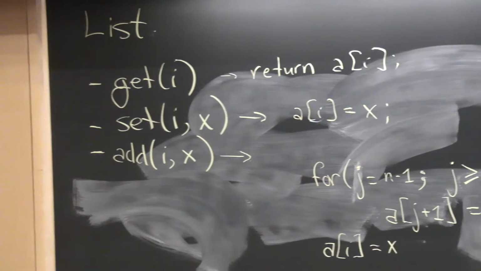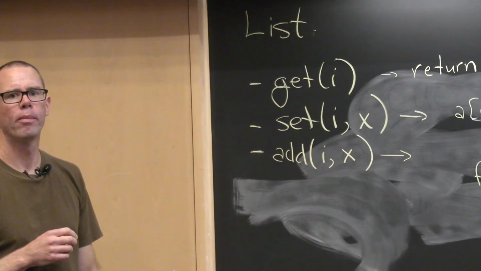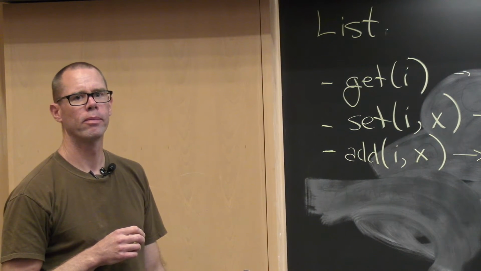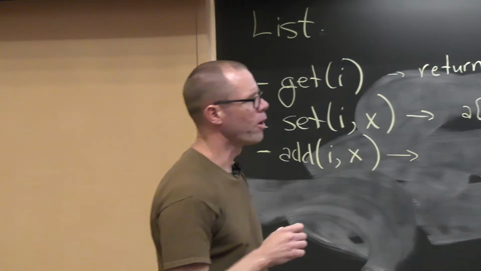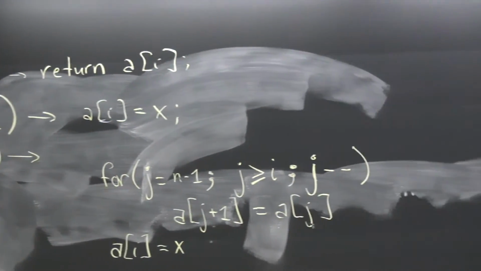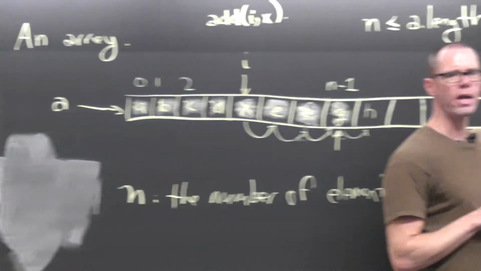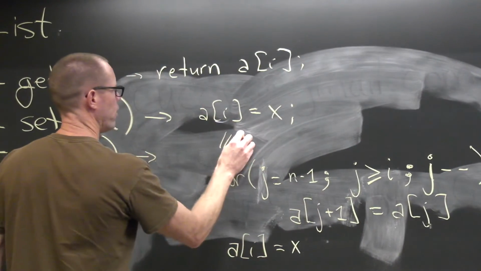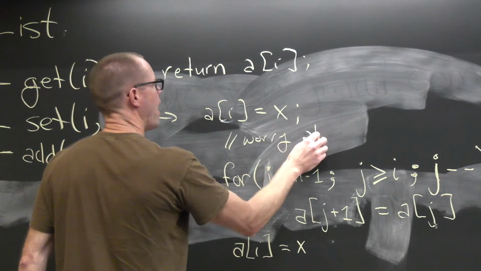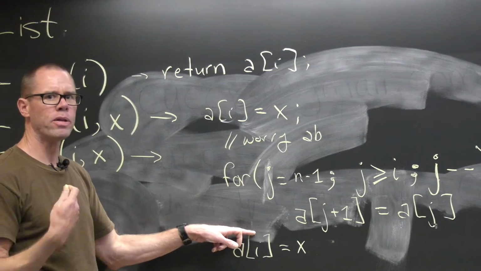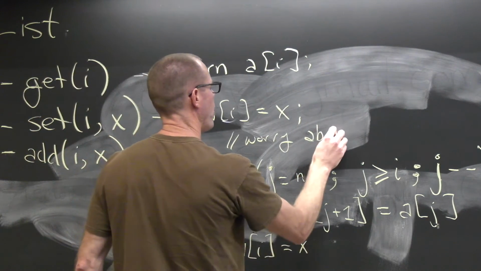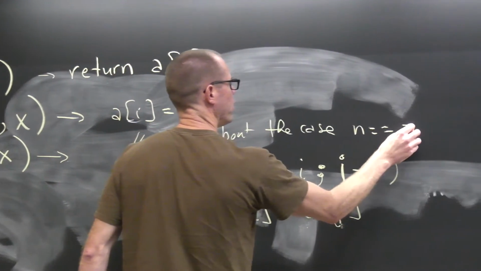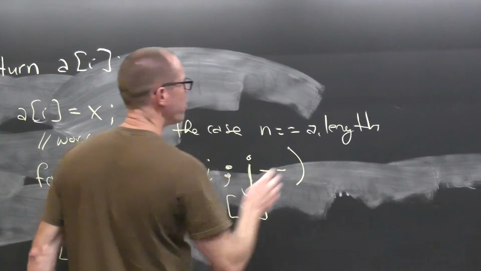Anything else we need to do? Yeah? Well, what about the case where n is equal to a dot length? That's a very good question. Well, what happens in this case where actually this thing is already full and n equals a dot length? So we better put in some code up here to worry about that, because we can't even do this copying if that's the case. So worry about the case n equals a dot length. That's going to be a problem.